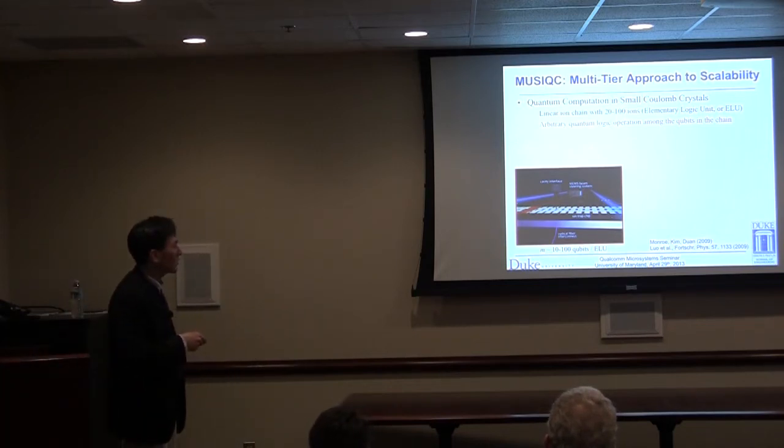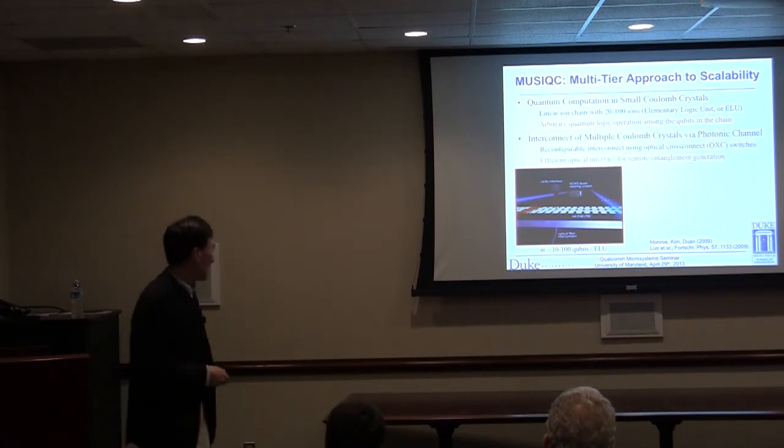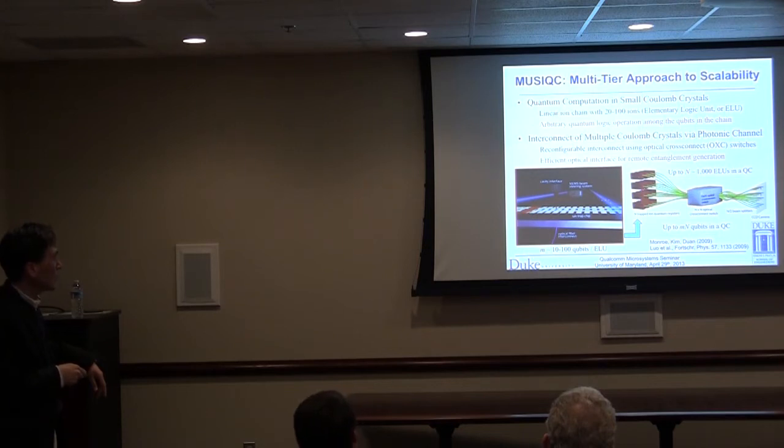So this is my elementary logic unit: a long chain of ions within which I can do arbitrary computation, and one optical interface that allows me to create photons that are entangled with this interface ion, which I call the optical port. The next step is to build a fairly large number of these. Each of these red boxes is a chain of ions where you can do arbitrary quantum computation among them, plus one optical interface that collects photons entangled with the ions. And then I can connect them up into an optical cross-connect switch.